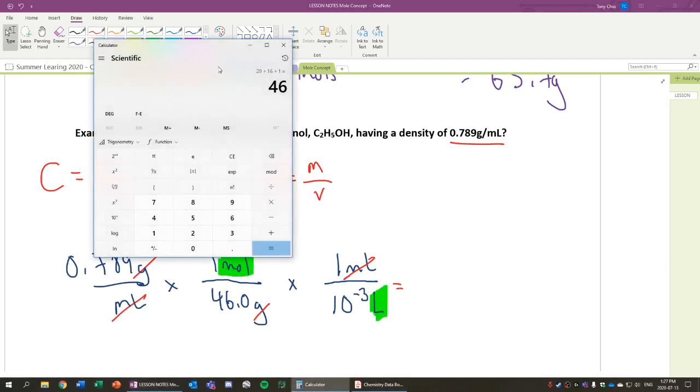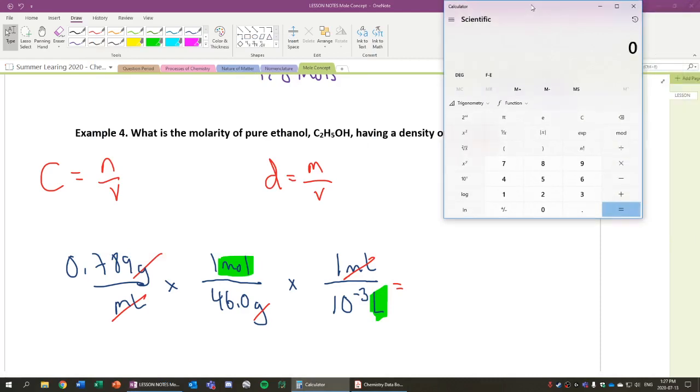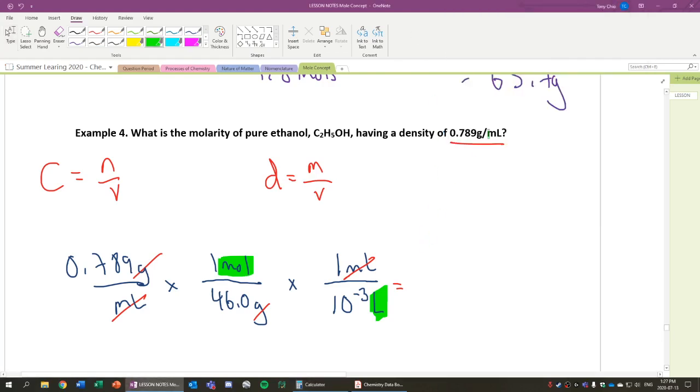Let's punch in our calculator. We have 0.789 divided by 46 divided by 10 to the power of negative 3 is equal to 17.0, 3 sig figs, 17.2 molarity. And that is the concentration of pure ethanol. So that's how you prepare solutions or find out more information about solutions.